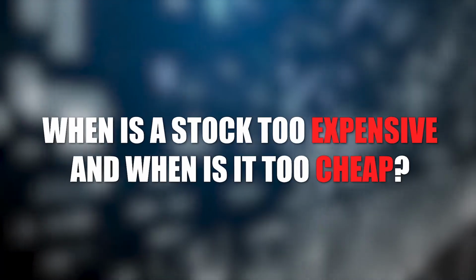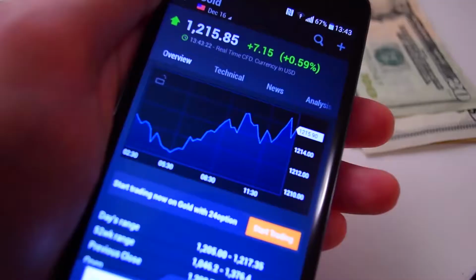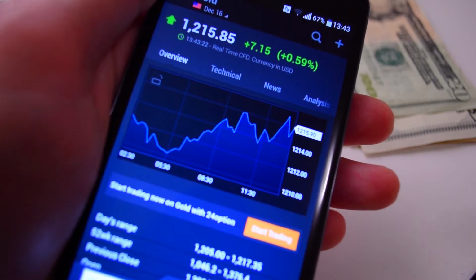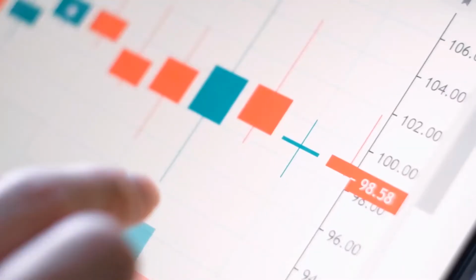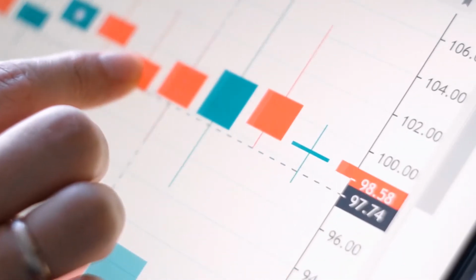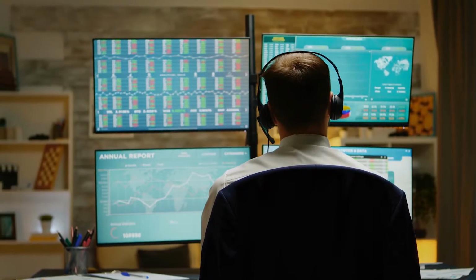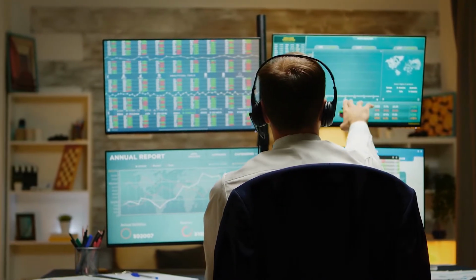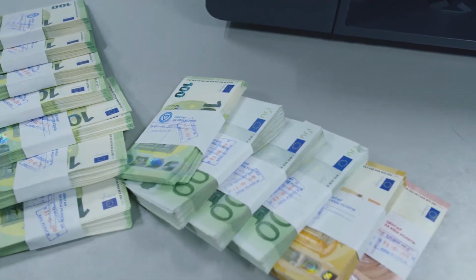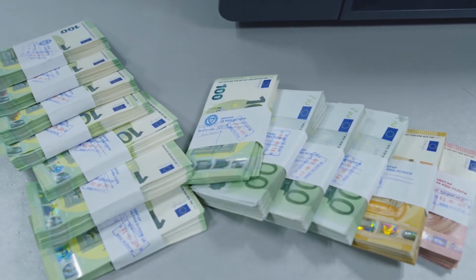When is a stock too expensive and when is it too cheap? The price may be the most critical factor when deciding which stocks to purchase. However, a stock's cost and worth are two different things. Looking at a stock's worth might help you determine whether or not the price is fair. You may use this information to decide whether or not to put money into it.